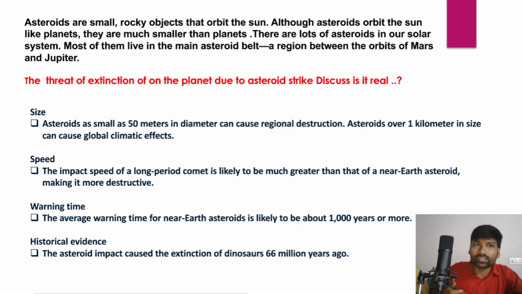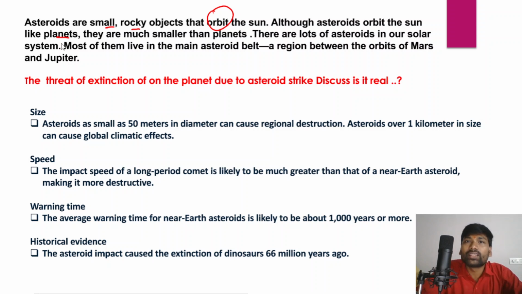So asteroids are very often small rocky objects. These asteroids orbit the sun, right? So they are small and rocky objects, but they orbit the sun. And in fact, these asteroids orbit the sun like any other planet, like how Earth orbits around the sun. However, the prime difference is that these asteroids are much smaller than the planets.